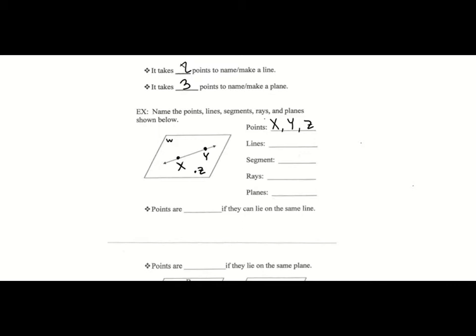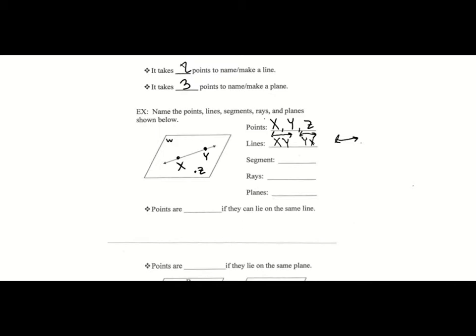Next, it's asking for lines. So we have one line, and to name our line, we need 2 points on that line, which are X and Y. And remember, our symbol for a line looks like this with 2 arrows on either side. So that is what I'm going to put on top of my points. And you can name that XY or YX. That is talking about the same line.